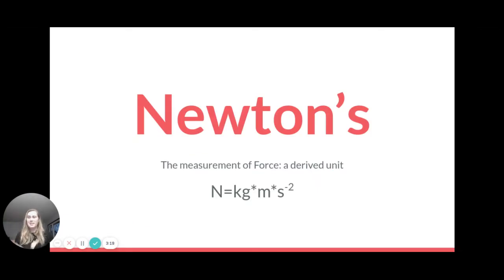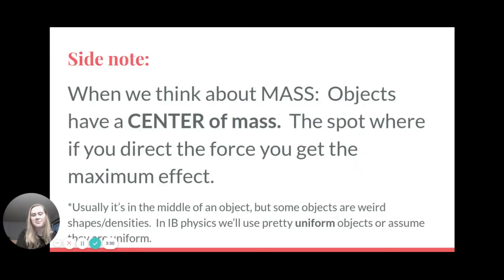And so newtons, this is a new unit. It is kilograms meters per second squared. So it is a derived unit. It comes from an equation, and we'll get into the equation in a bit.